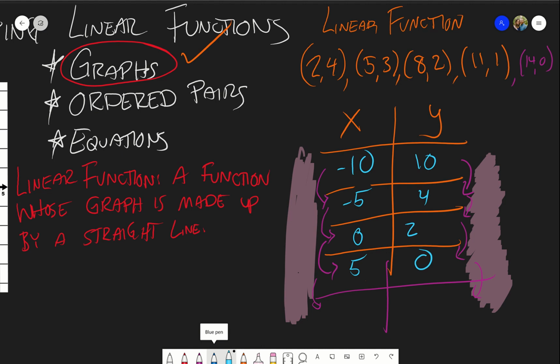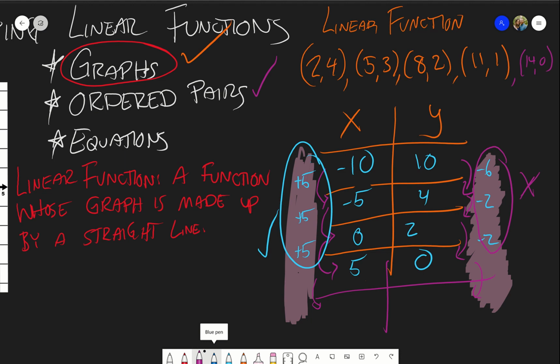-10 to -5, I add 5. Add 5, add 5. On the y's, I go 10 to 4, that is -6. Then 4 to 2, this is a -2. This is a -2. These right here, these are all good, all the same. Over here, I have a problem. These are not the same. So since they're not the same, it makes it non-linear. This is a non-linear function when things are not the same. All right.